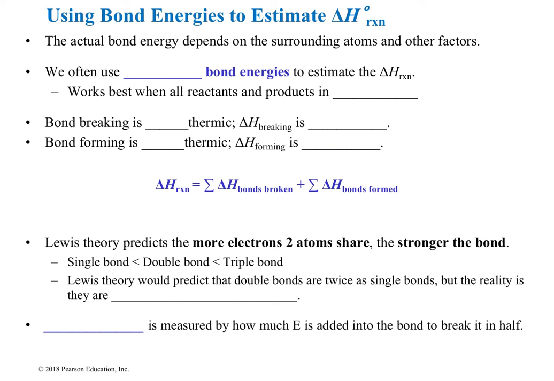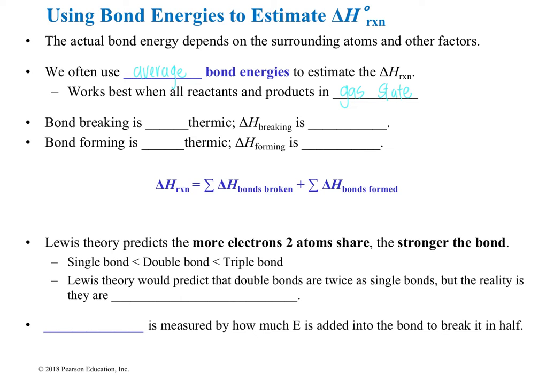So also, bonds depend not only on the connection, but the other atoms that are around it and other factors. So what phase are we in, stuff like that. So what we want to do is predict it in the gas. We do this in the gas state, so we're getting as close to an isolated system as possible, and we're going to use the average of all the bond energies.